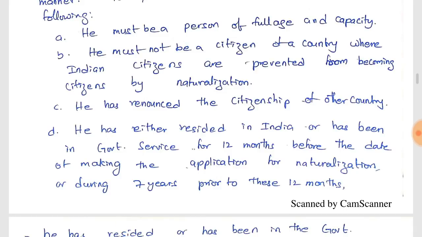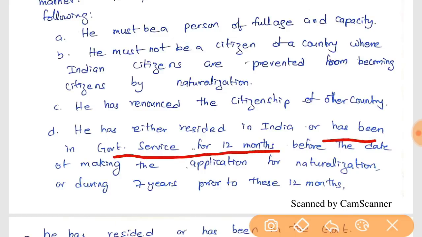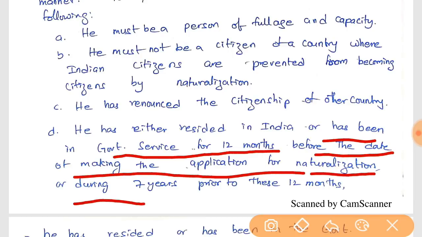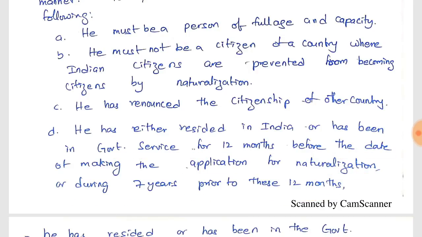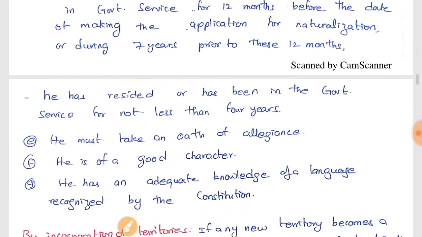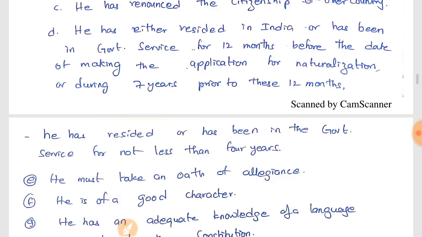He has either resided in India or has been in government service for 12 months before the date of making the application for naturalization, or during the 7 years prior to this 12 months, friends. Either he should be working in government service for 12 months before making the application, or he has been here for 7 years, then he is also eligible to apply, or he can acquire the citizenship through naturalization.